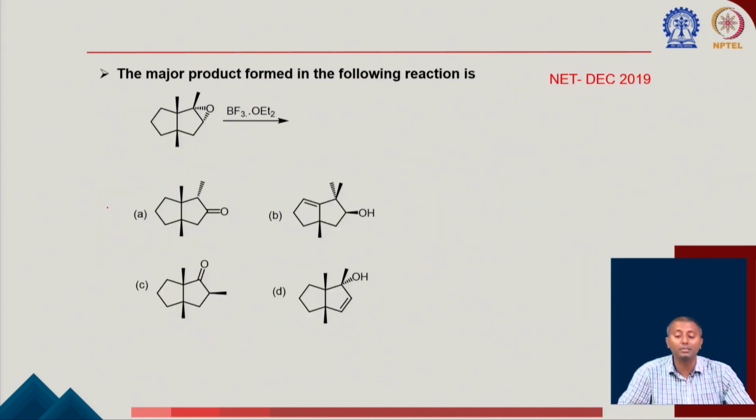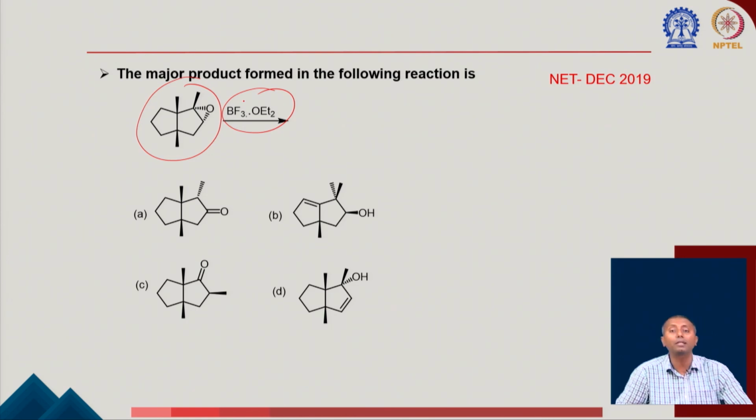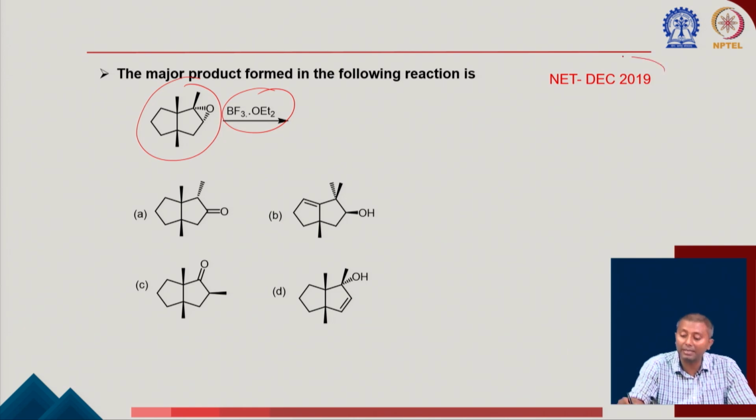Moving to the next question. Again, if you have this epoxide and you treat it with BF3 etherate, if you remember, I talked in the class that BF3 etherate is actually a Lewis acid, correct? Now if you take a Lewis acid, and this question came in the NET 2019, what will be the product?